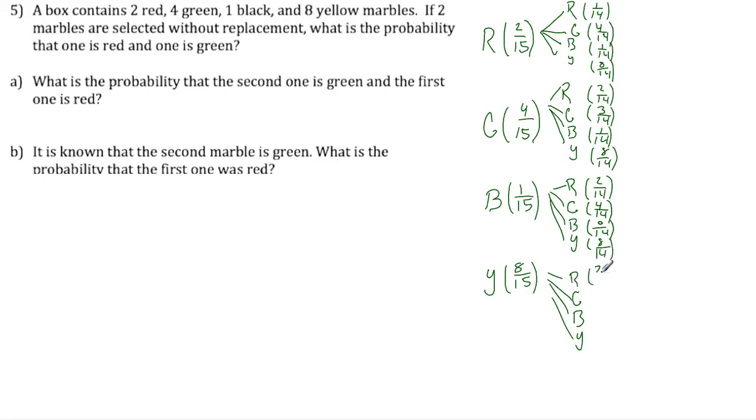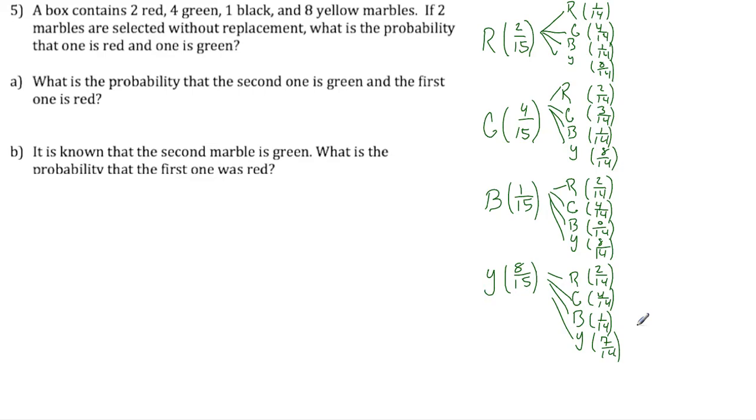Now if the first is yellow, red would be 2 over 14, green would be 4 over 14, black would again be 1 over 14. Almost made it all the way. And then yellow: if I already picked 1 yellow, there are now 7 remaining, so it's 7 over 14. So that's my full probability tree.